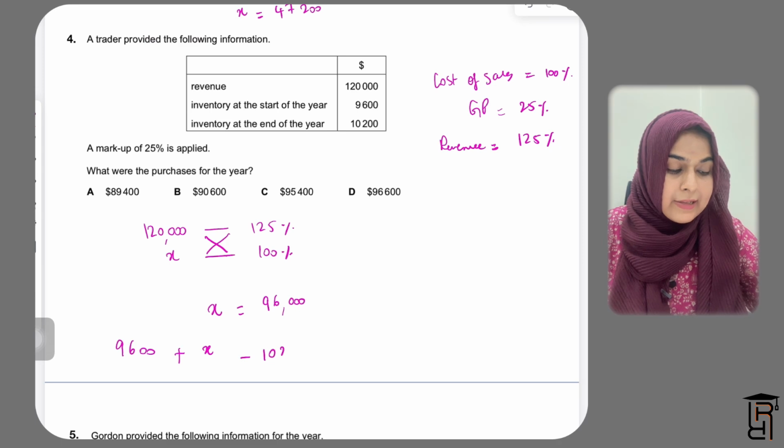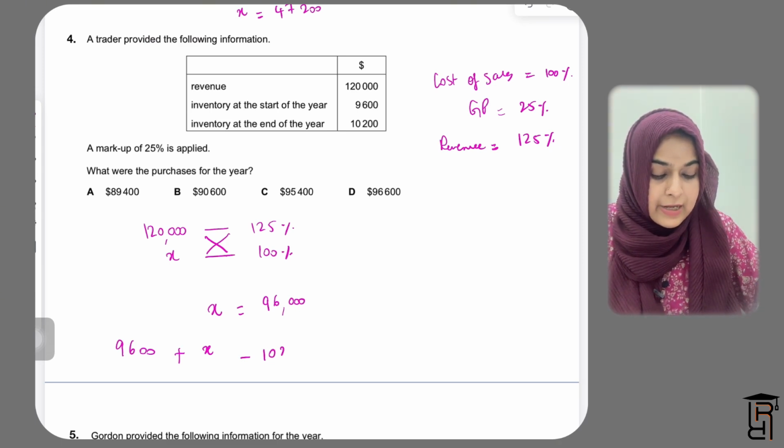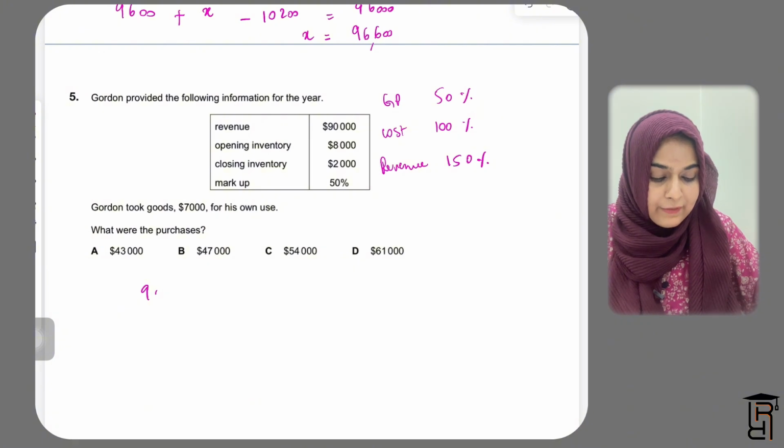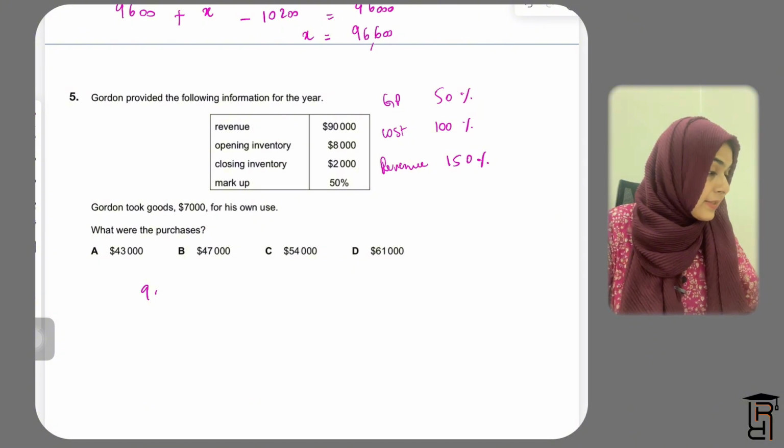So I'll say this is my 150%. Revenue here is 90,000, so 90,000 is 150%. So what is 100% will give me my cost of sales, and when I cross multiply, my answer for X will come out to be 60,000. This is my cost of sales in this case.